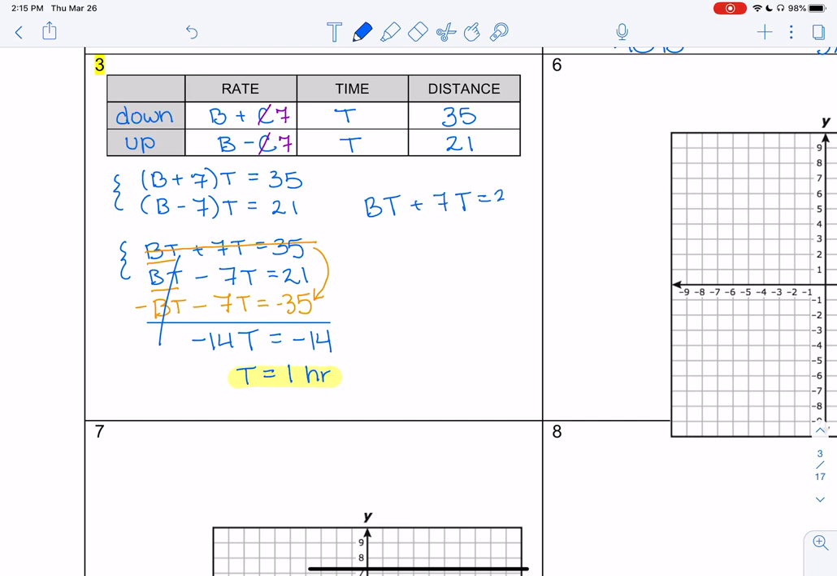So let's go back to this equation, making sure I wrote it down correctly this time. And my time is 1 hour, so my t value, I can plug in a 1. Nice and easy. So I get B plus 7 equals 35. I just subtract the 7, and I have a pretty fast boat here. It is going 28 kilometers per hour. And that's the final part for question 3.